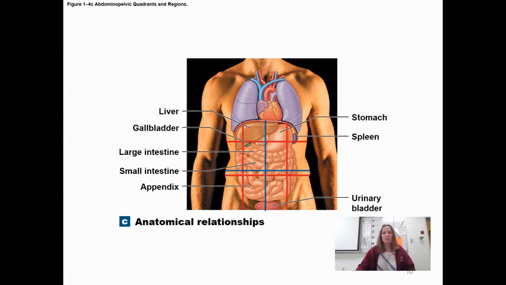So you can see the spleen here. This would be the right hypochondriac region. So take a little bit of time and look at where, you know, kids are always like, I got a pain here, I got a pain there. You can look at what side it is on. The appendix is right here, so you can see that that's more on your right side than the left.